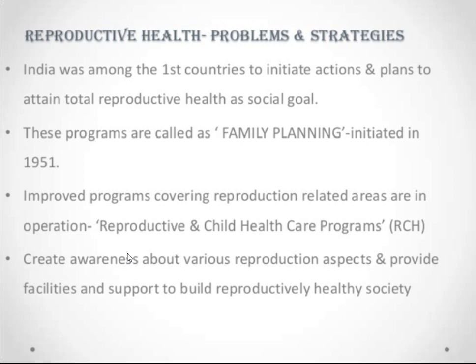The goal was to control the population. So in this regard, in 1951, under the family planning program, an operation popularly named the Reproductive and Child Healthcare Program was initiated. And the goals under this program were to create awareness amongst the people about various aspects of reproductive health, providing facilities and support for building a reproductively healthy society, and creating awareness among people about child health, breastfeeding and vaccination.